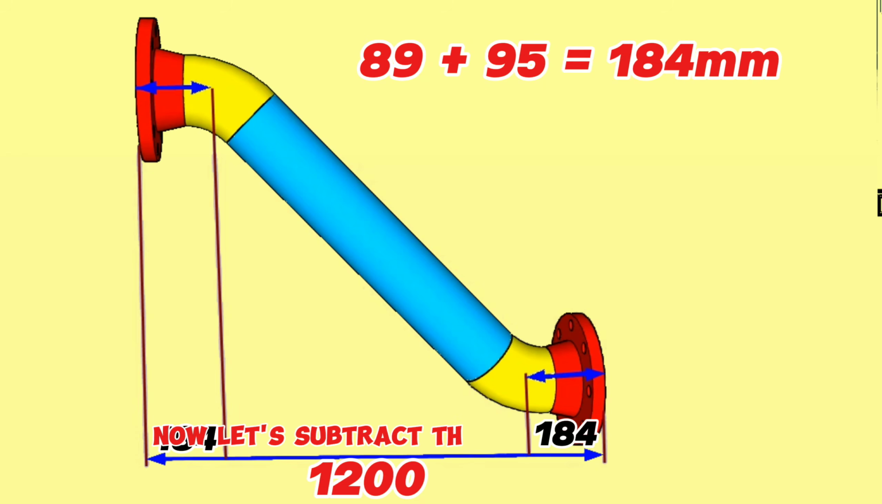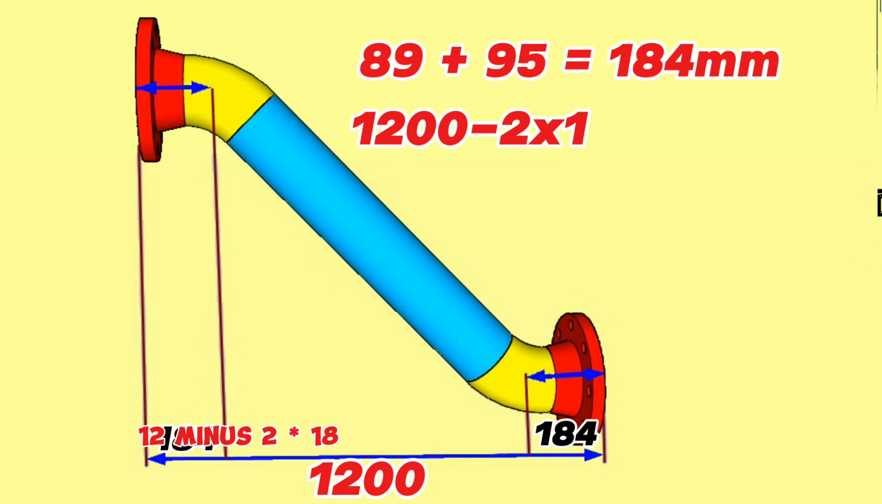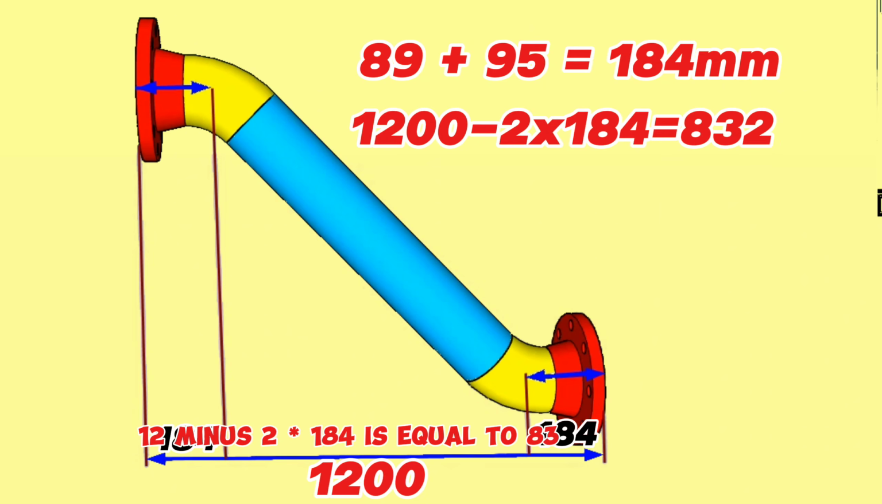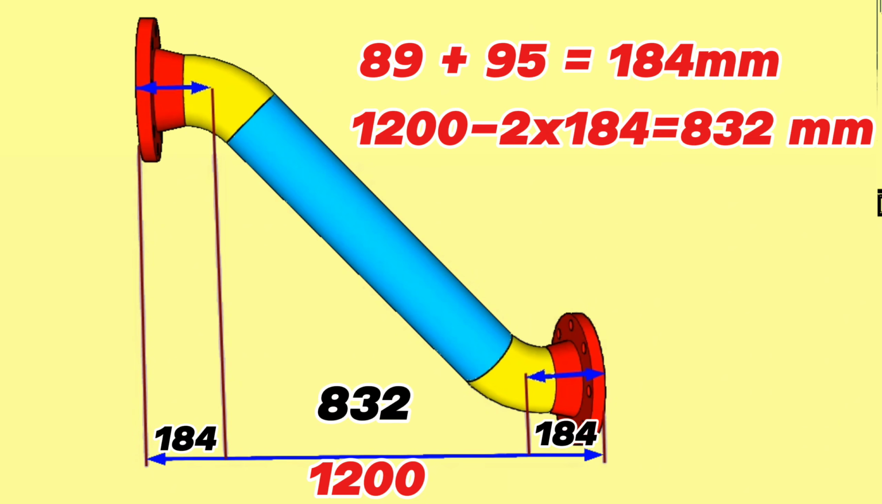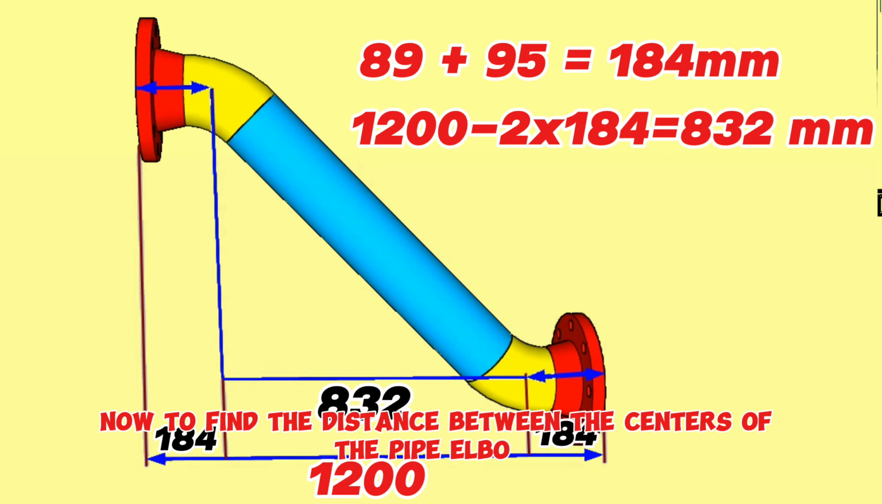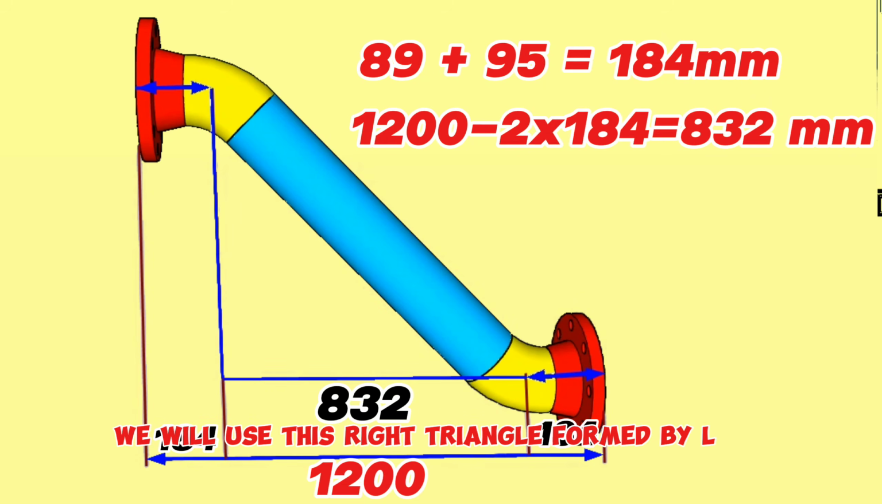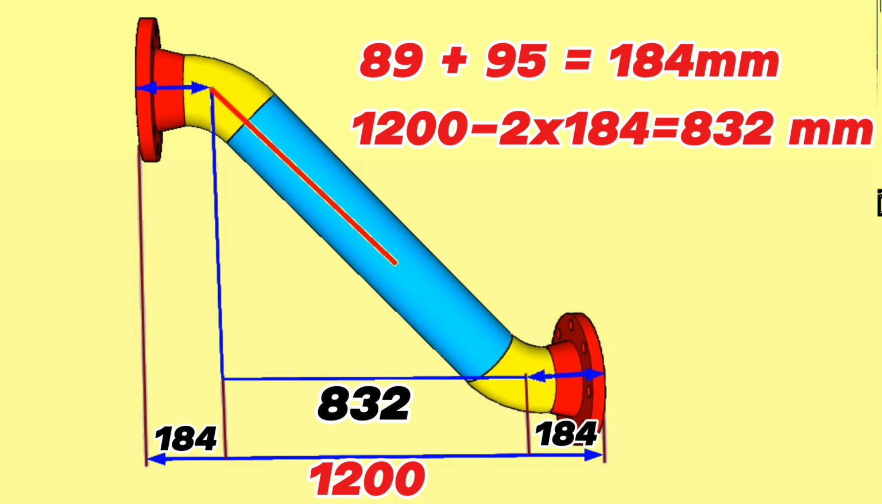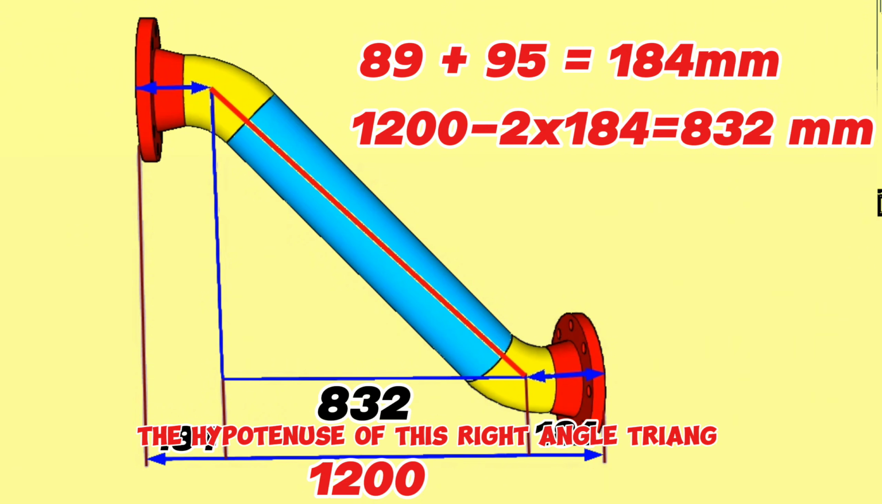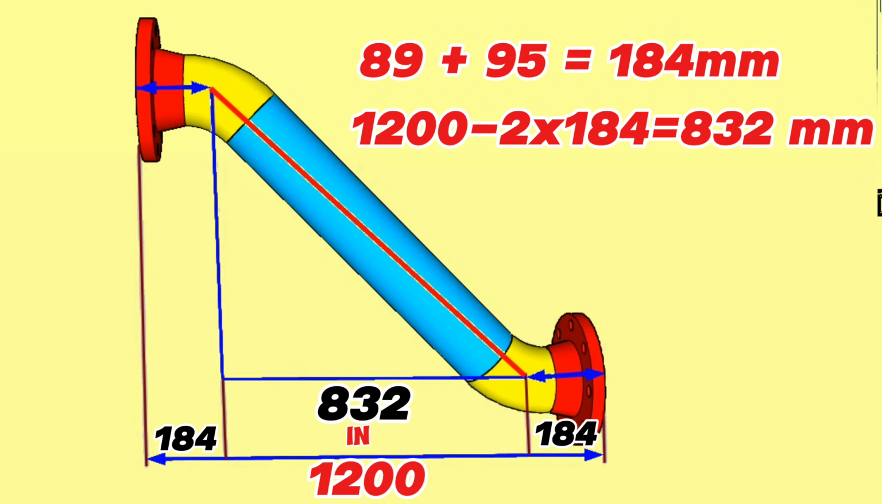Now, let's subtract these 184 millimeters from the total length of 1,200 millimeters. 1,200 minus 2 times 184 is equal to 832 millimeters. If we combine these elbows with each other, we will get a right triangle. Now, to find the distance between the centers of the pipe elbows, we will use this right triangle formed by lines. The hypotenuse of this right-angle triangle will be the distance between the elbows in the pipeline.